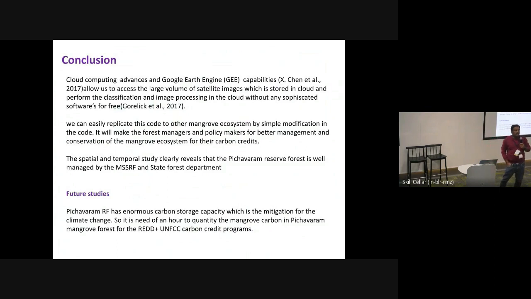And my conclusion is, we all know that if you want to process the images, we need more sophisticated software like ERDAS or whatever, or QGIS. But using Google Earth Engine, we can easily pre-process all these images and quantify this. And one thing is we can easily replicate this model to any other ecosystem, where we can use it for carbon credit programs and other things.